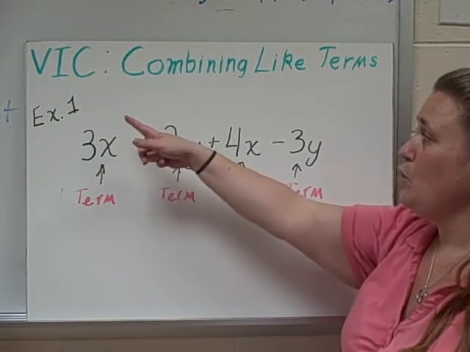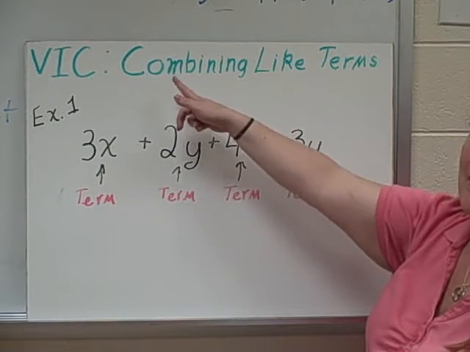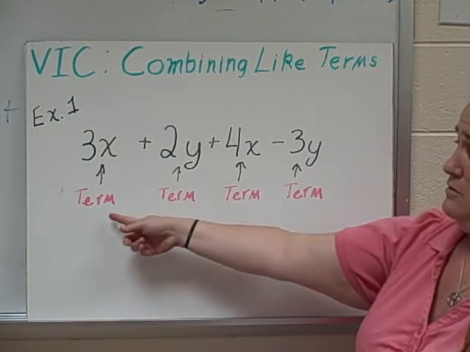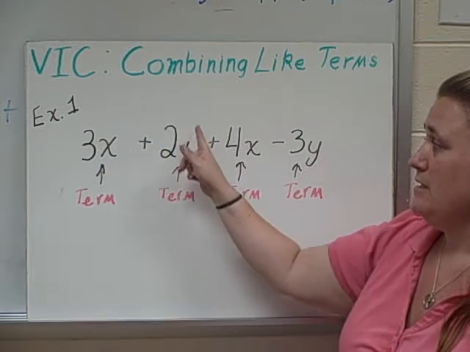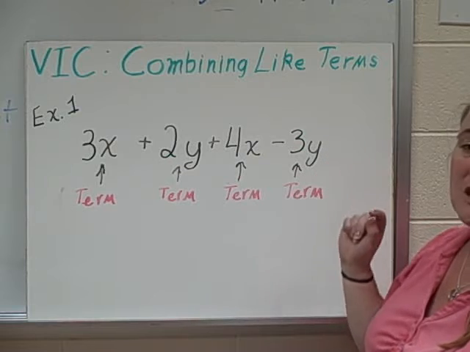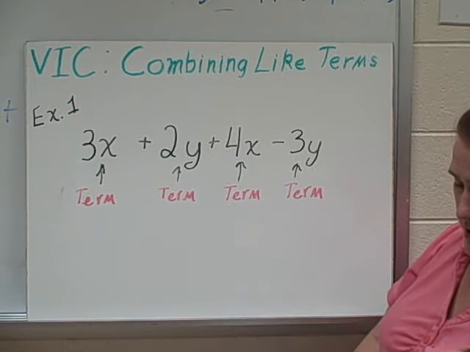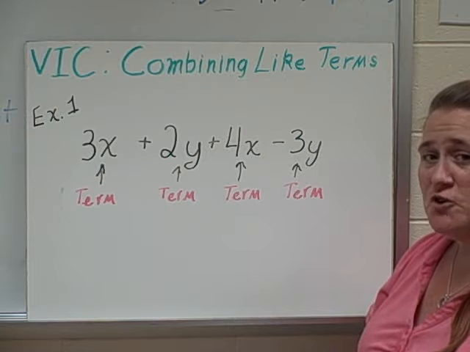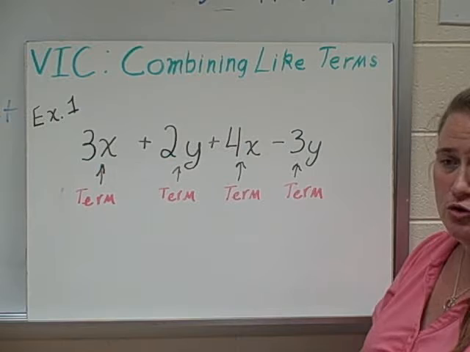So this is example number 1. Remember, very important concept, combining like terms. First of all, the word term is another vocab word. Each of these is a term, so an expression can be made up of multiple terms. So we're going to practice combining our like terms. The first thing we do is we identify what are the like terms.